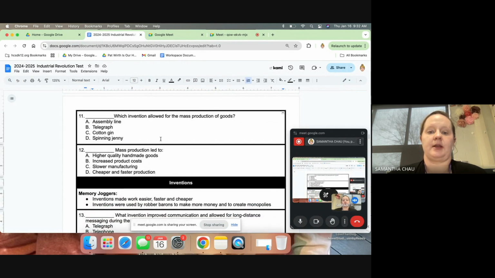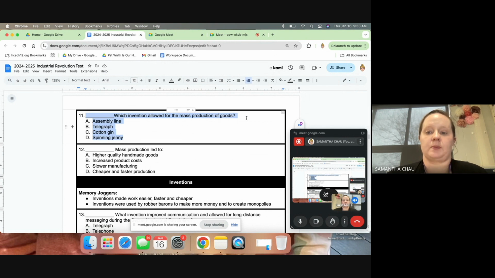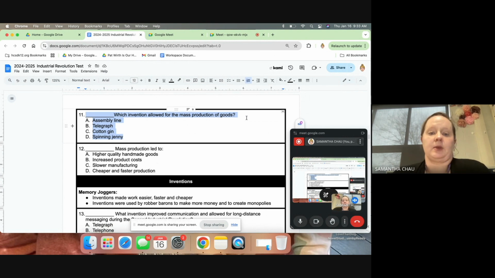We're scrolling to number 11. Which invention allowed for the mass production of goods? Assembly line, telegraph, cotton gin, spinning jenny. Which invention allowed for the mass production of goods?